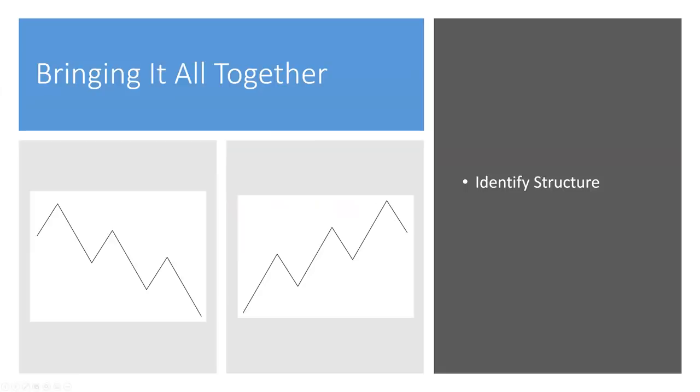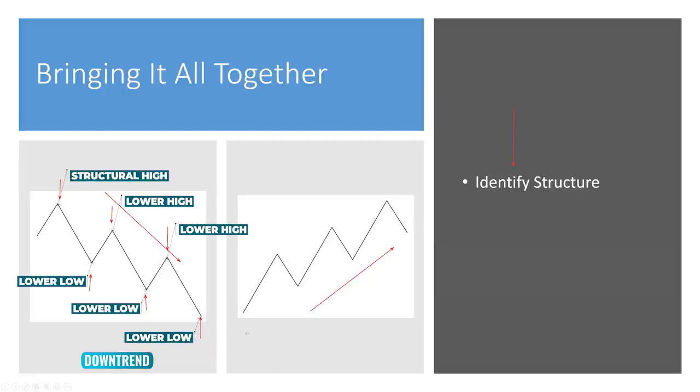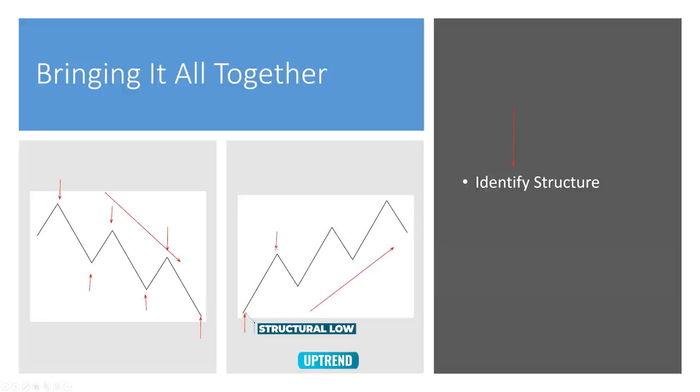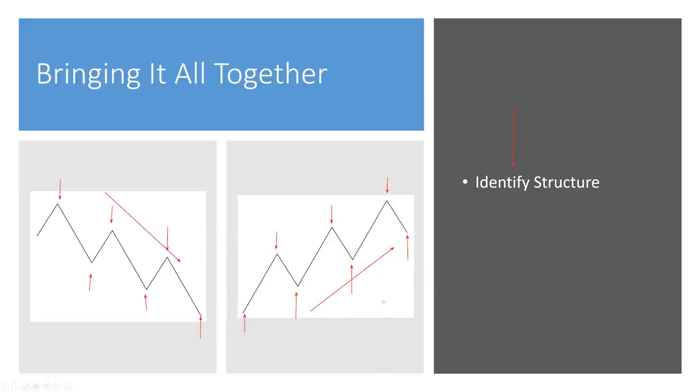Now, when bringing it all together, you need to think about three things. Identify structure. When using these three candle formations, you want to make sure that you're trading with the trend or the direction of the market. We know that a downtrend develops by creating structural lower lows, lower highs, lower lows, lower highs, and lower lows. We also identify an uptrend that creates a structure low, higher high, higher low, higher high, higher low, higher high, and higher low. If you're new to trading, I do advise you to take a look at some of the other YouTube videos or even my own. This will help you identify structure.